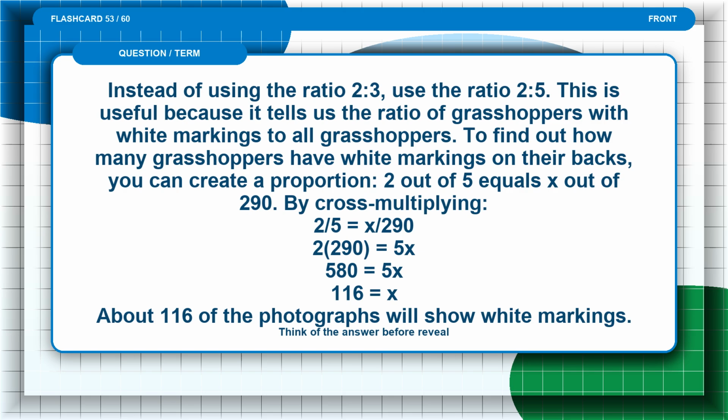Flashcard 53. Instead of using the ratio 2:3, use the ratio 2:5. This is useful because it tells us the ratio of grasshoppers with white markings to all grasshoppers. To find out how many grasshoppers have white markings on their backs, create a proportion: 2 out of 5 equals x out of 290. Cross-multiplying, 2/5 equals x/290, 580 equals 5x, 116 equals x. About 116 of the photographs will show white markings. Think of the answer before the reveal.